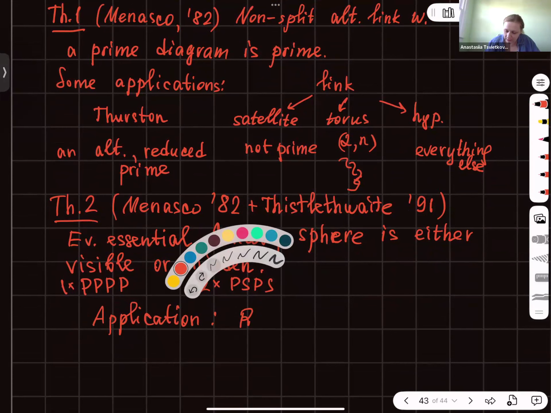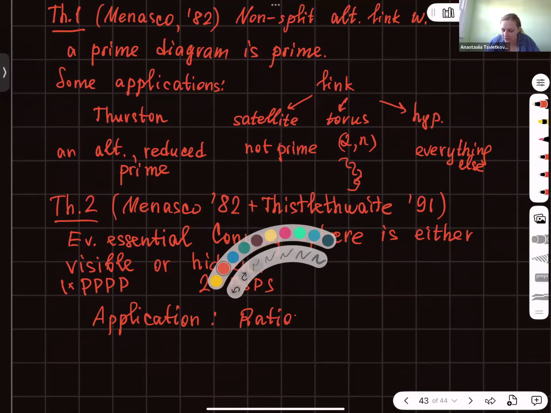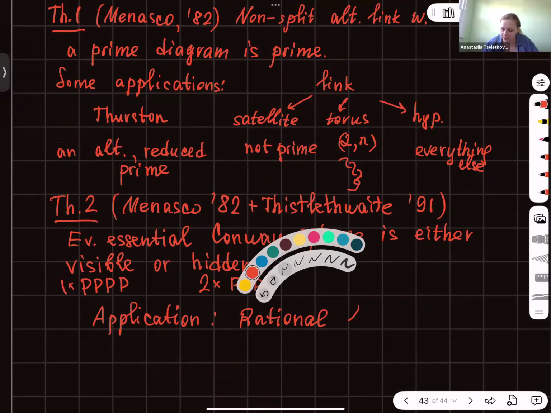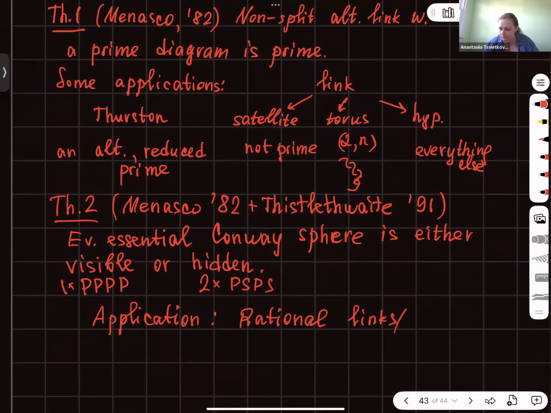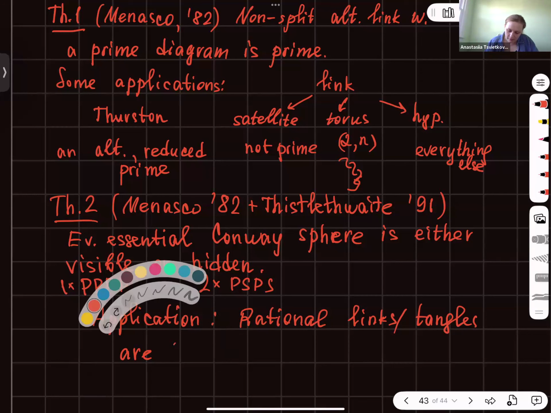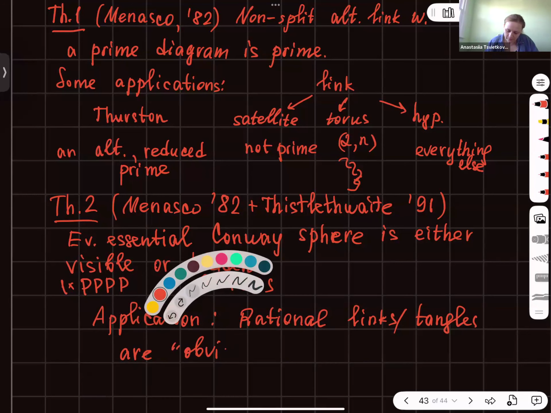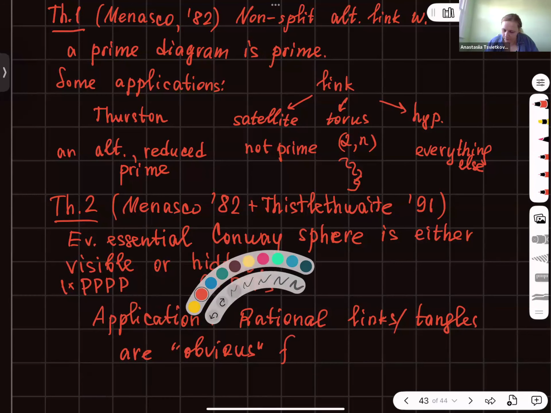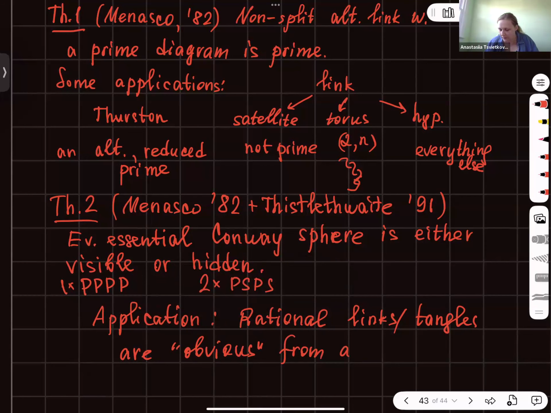So rational links and tangles were just obvious from the diagram. Rational links, tangles, and basically they don't look like anything else, but rational tangles are, let's say, obvious from the diagram whenever your diagram is a reduced alternating diagram.